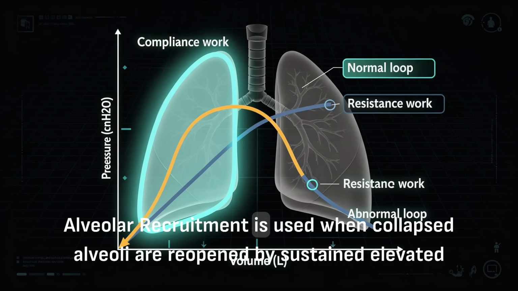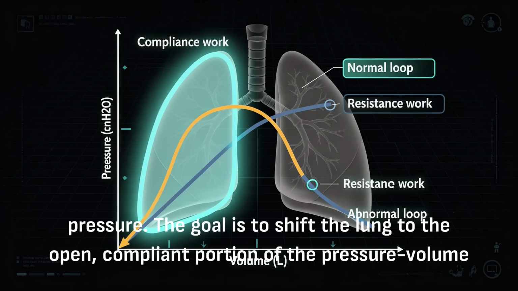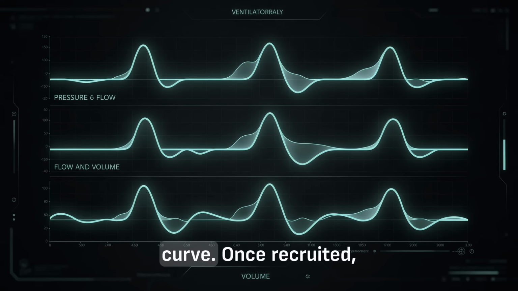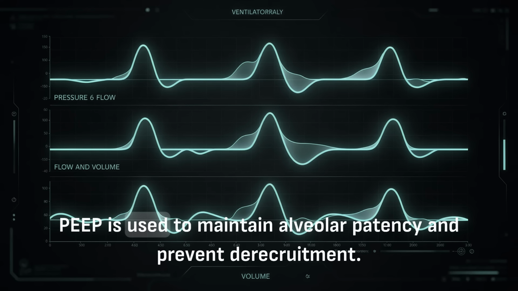Alveolar recruitment is used when collapsed alveoli are reopened by sustained elevated pressure. The goal is to shift the lung to the open, compliant portion of the pressure-volume curve. Once recruited, PEEP is used to maintain alveolar patency and prevent derecruitment.